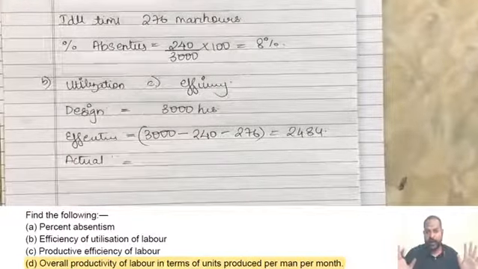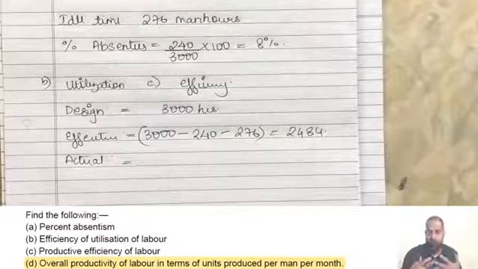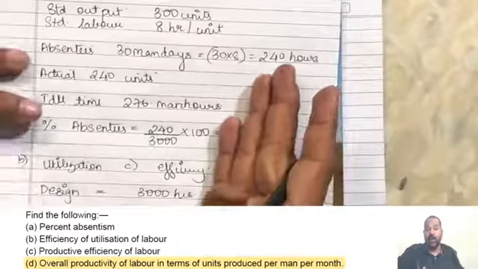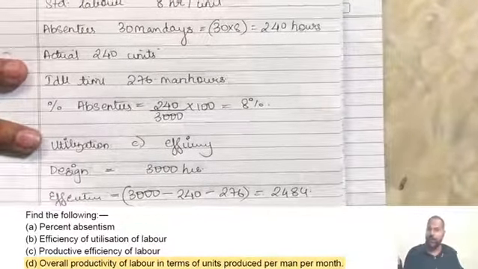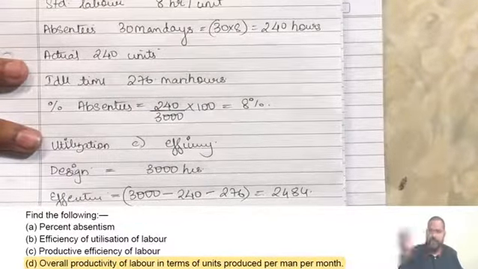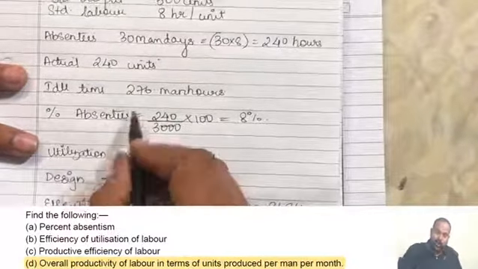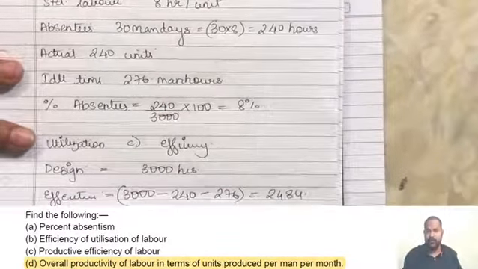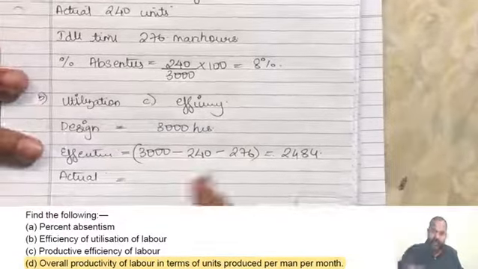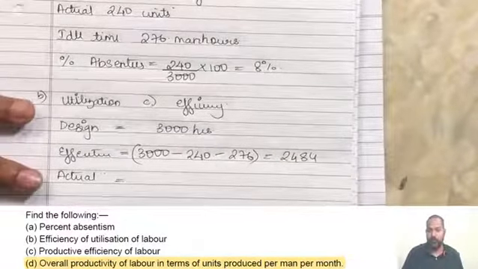See, 3000 I can't give you because what will I do, sir? I am the floor manager, but 240 hours are lost because of people being absent and because of light problems and raw material unavailability and fire drills and safety trainings. I have lost 276 hours which I have put into idle. So effectively, I can give you an output of 2484.